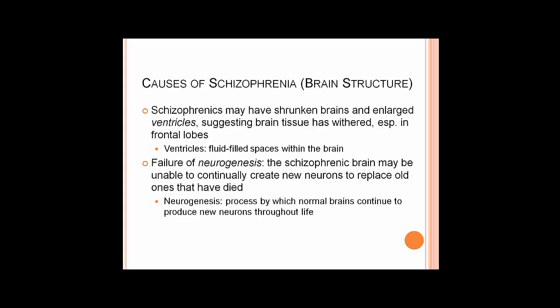Failure of neurogenesis is another. A person with schizophrenia may have a brain that's unable to continually create new neurons, and that is another important issue. So as we develop, as we grow, as one learns, as one needs to cope or adapt with one's environment, there may be maladaptive neurogenesis processes. And this is where a normal brain continues to produce new neurons throughout life.